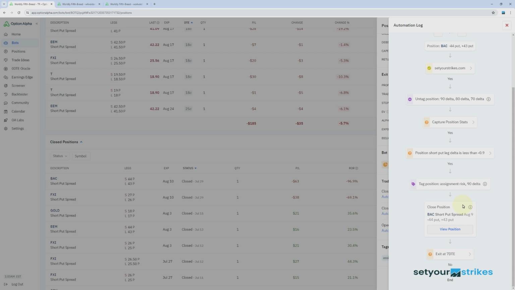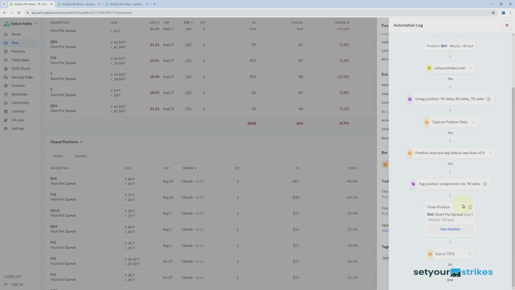I did some analysis of the position we got assigned on. It was beyond a 90 delta. And it had been sort of beyond 90 delta for several days leading up to where I actually got assigned. And I just thought that might be the right number. And I wanted to sort of maintain the original intended strategy.